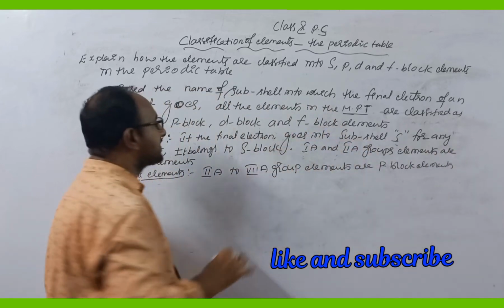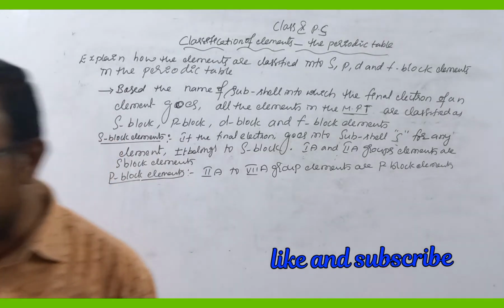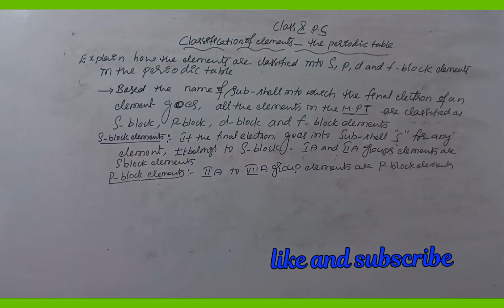First you write this line: if the final electron goes into the subshell P, then the element belongs to P block. So what are P block elements? Group 2A to group 7th A: group 2A, group 3A, group 4A, group 5th A, group 6th A and 7th A.